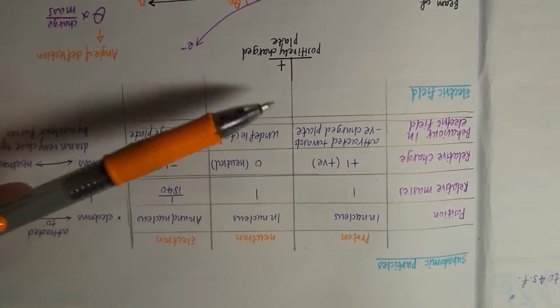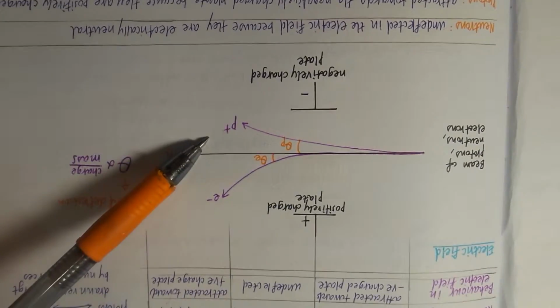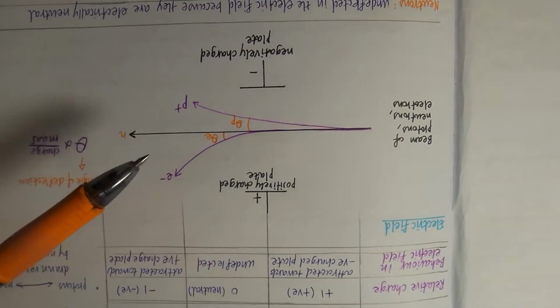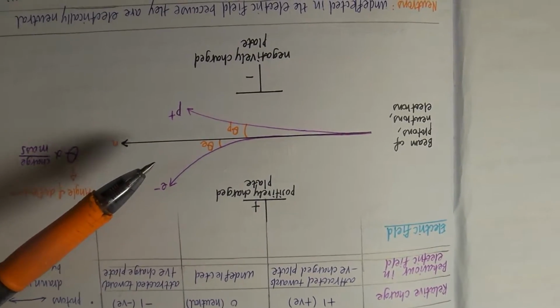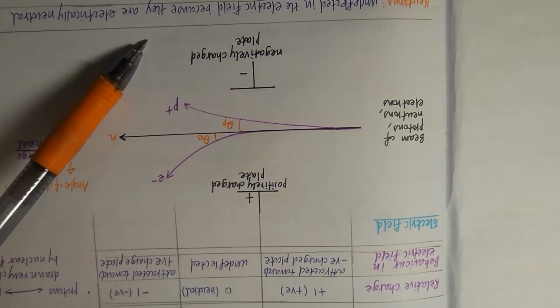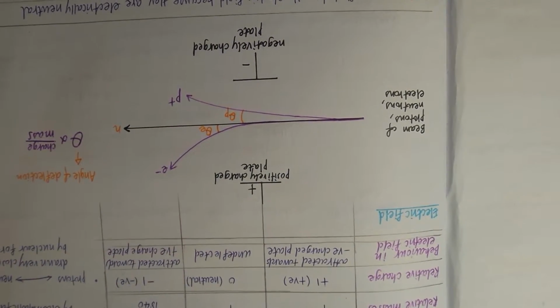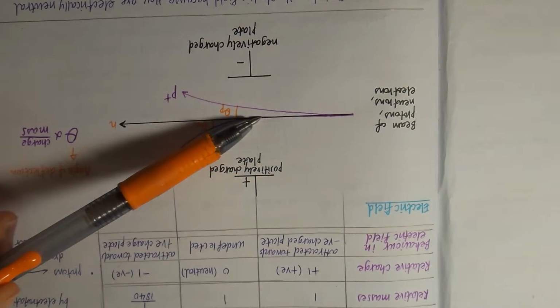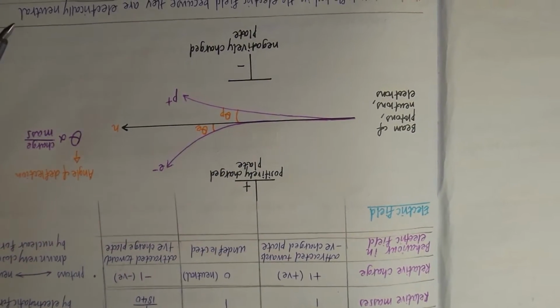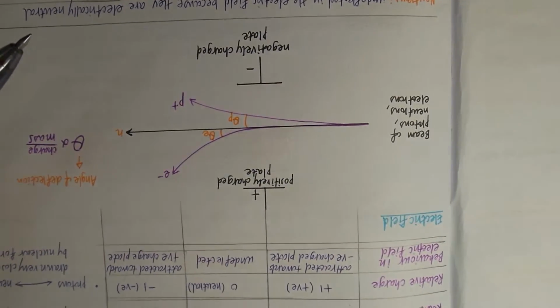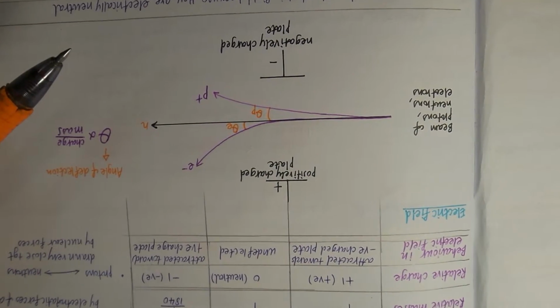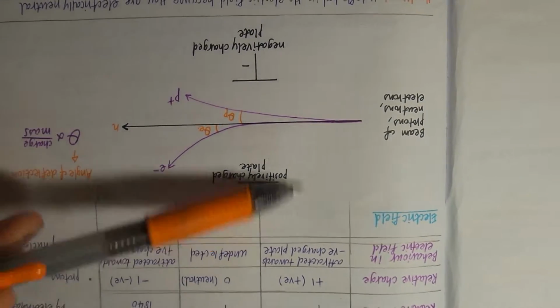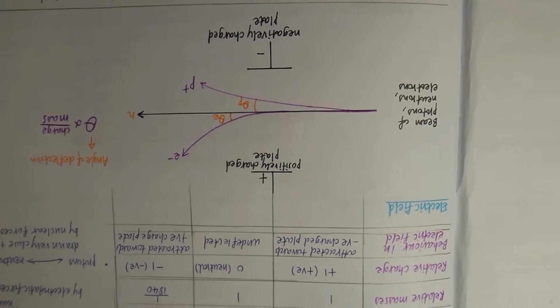And how they behave in an electric field is that the protons, as they are positively charged, will be attracted towards the negatively charged plate, and the neutrons, as they are neutral, will just move across horizontally and not get attracted by any of the plates. And the electrons, being negatively charged, will be attracted towards the positively charged plate.